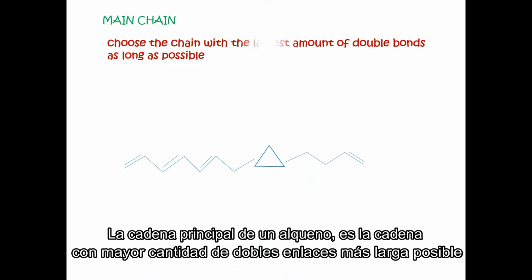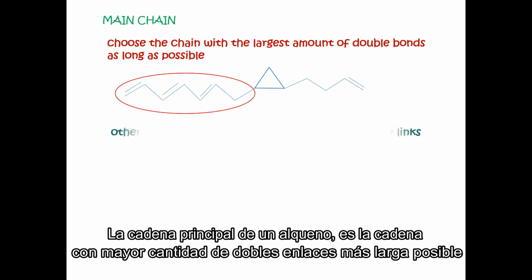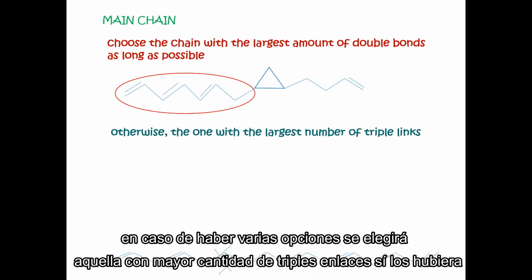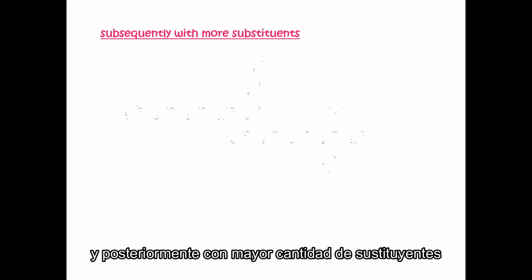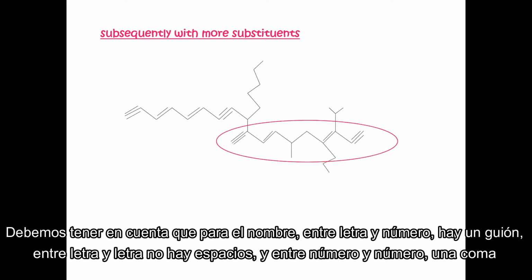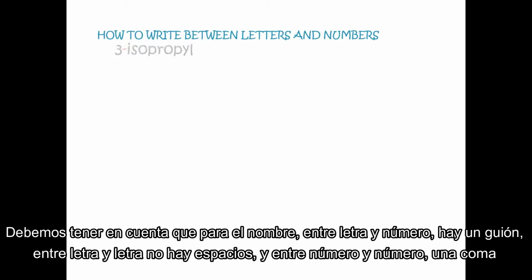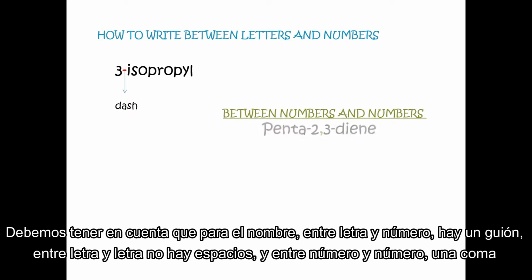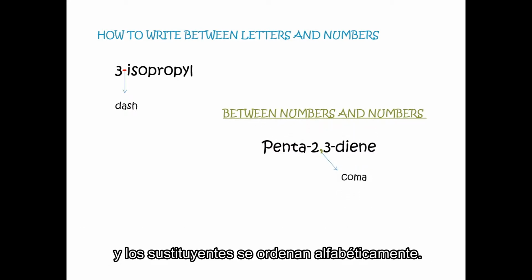Introduction of nomenclature. The main chain of an alkene is the chain with the largest number of double bonds possible. If there are several options, choose the one with the largest number of triple bonds, if any, and later the one with a greater number of substituents. We must bear in mind that to form the name, between a letter and a number there is a dash. Between a letter and a letter there is no space, and between a number and a number, a comma, and substituents are arranged in alphabetical order.